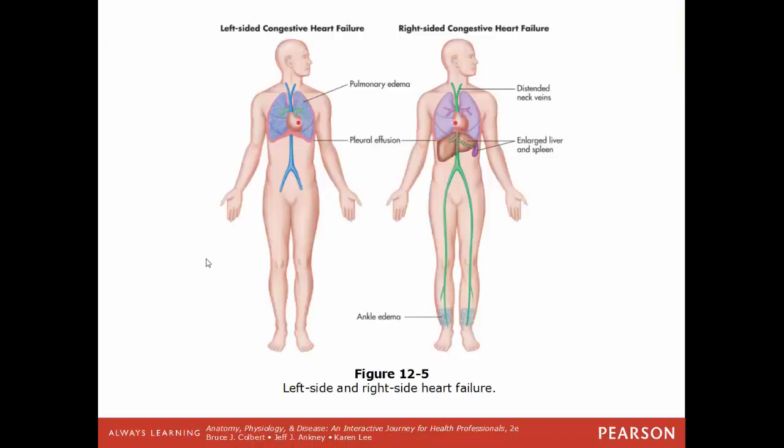All right, an example of left-sided and right-sided congestive heart failure. Right-sided, and the blood gets backed up into the systemic vessels, so you get an enlargement of the spleen and the liver, distended neck veins here. And for left-sided heart failure, the blood will get backed up into the pulmonary vessels, into the lungs. You get a pleural effusion and also pulmonary edema.